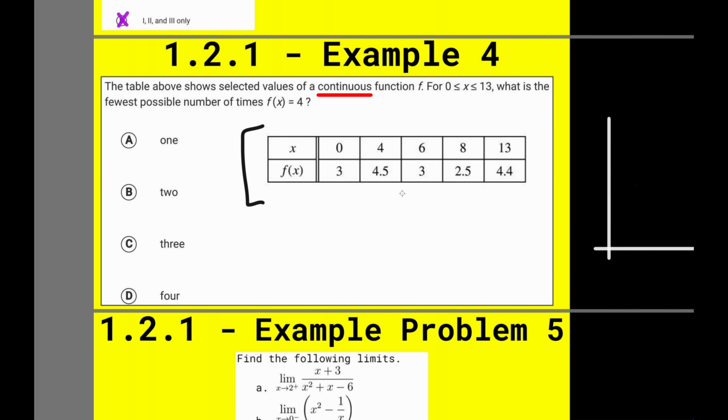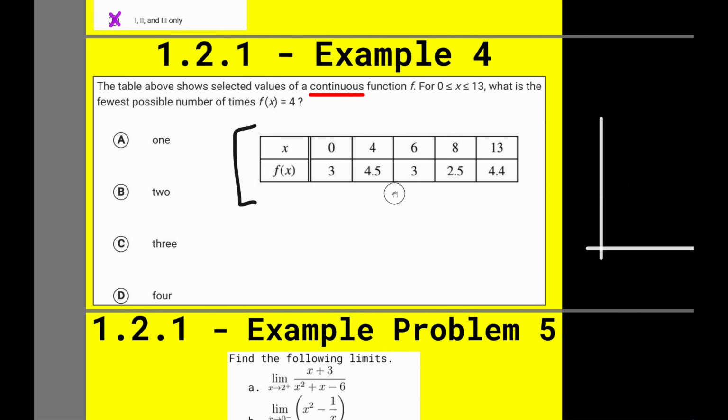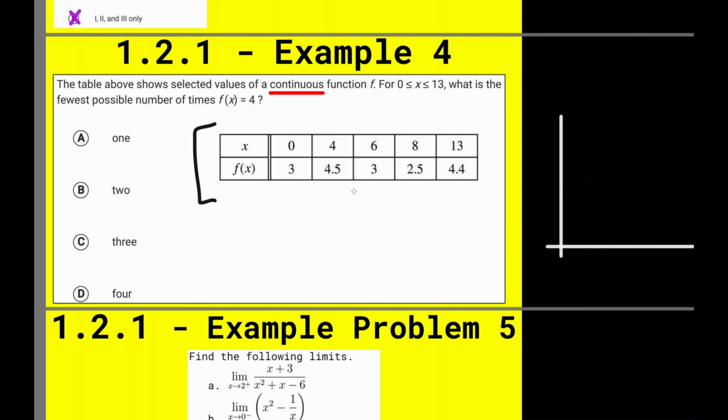We're going to talk about it in a little bit more detail in the next section, but for this one, we just need to know that it's going to be a continuous function. For 0 to 13, what is the fewest possible number of times f of x is equal to 4?